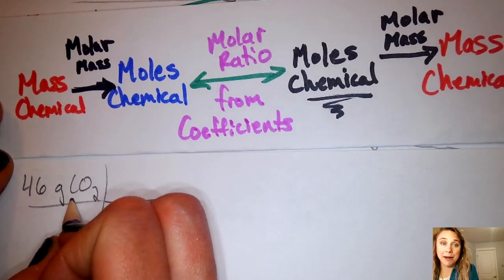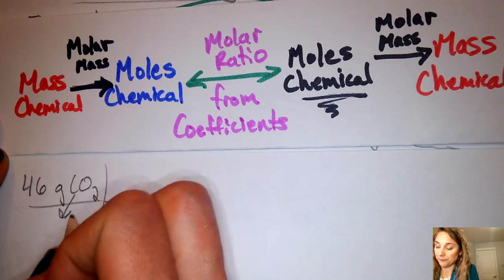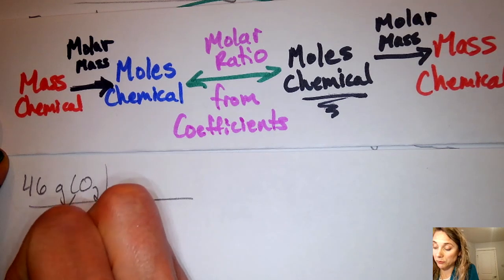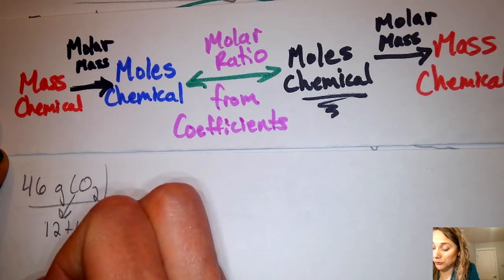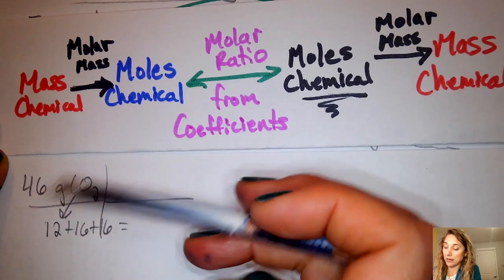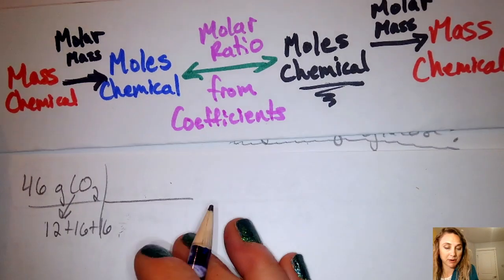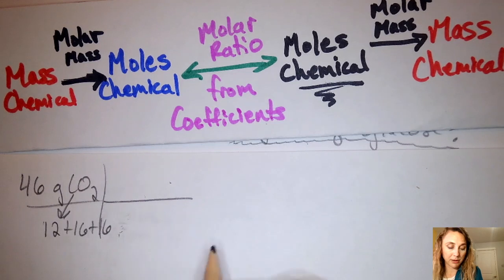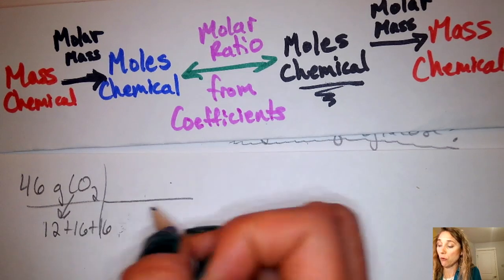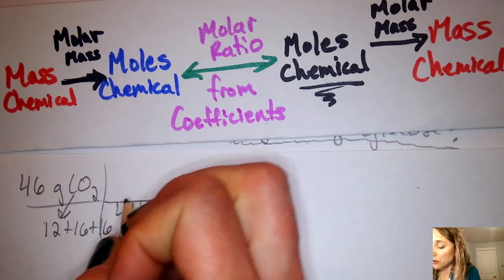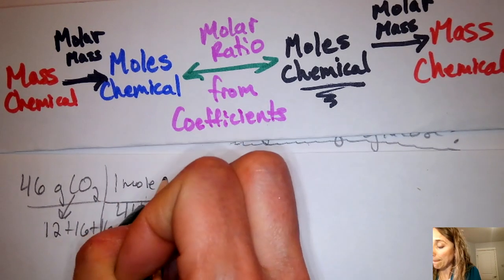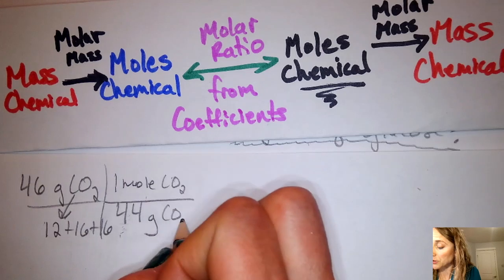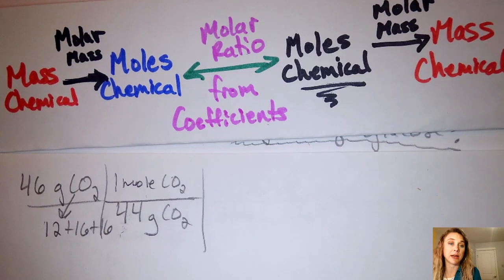Okay, so we got to add them up. Just leave that road map there. 12 is carbon, and there's only one, so we add 12 once. 16 is oxygen, and there's 2 16s there, so we're going to add 16 twice. What does that end up being? Actually it ends up being 44. Okay, 44 grams per 1 mole of CO2. So that's how much CO2 is in that 46 grams.